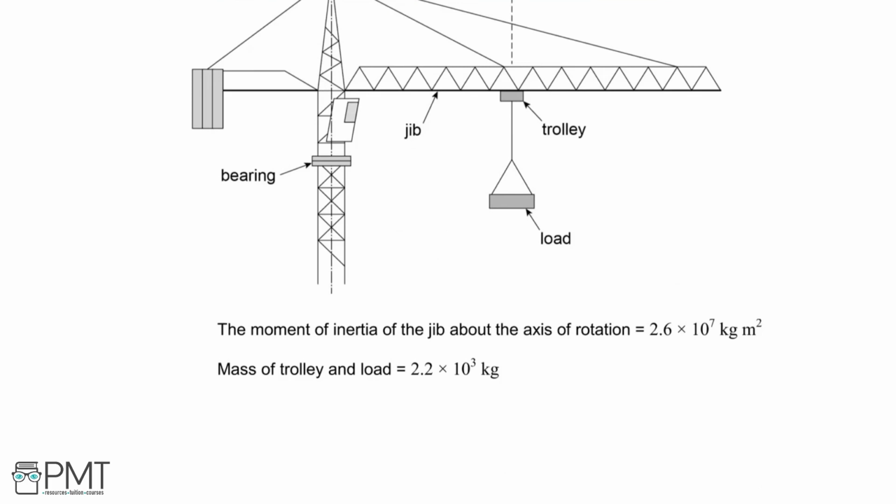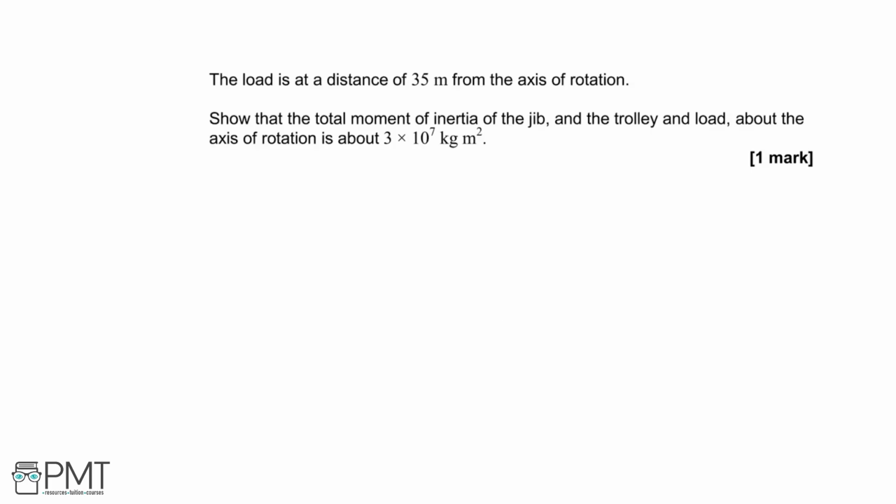The moment of inertia of the jib about the axis of rotation is 2.6 times 10 to the 7 kilogram meters squared. The mass of trolley and load is 2.2 times 10 to the 3 kilograms. The load is at a distance of 35 meters from the axis of rotation. Show that the total moment of inertia of the jib and the trolley and load about the axis of rotation is about 3 times 10 to the 7 kilogram meters squared.